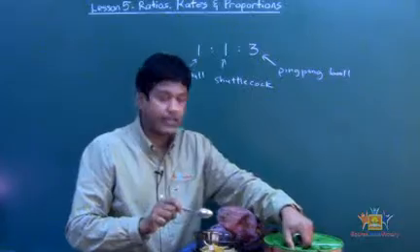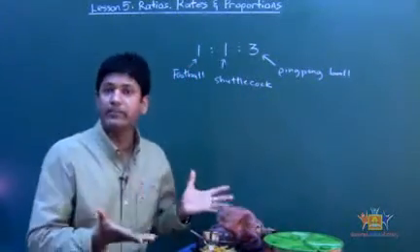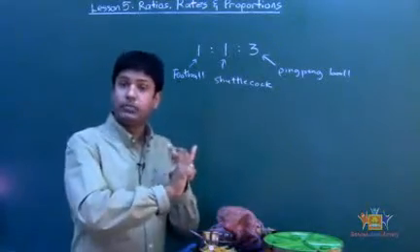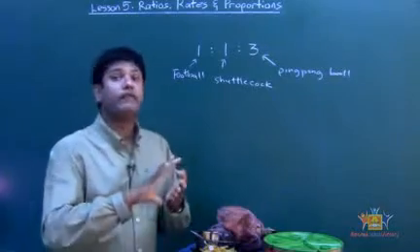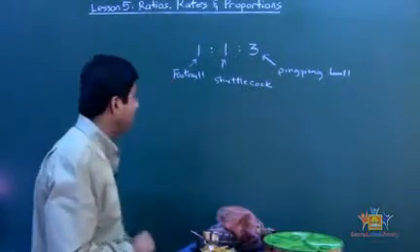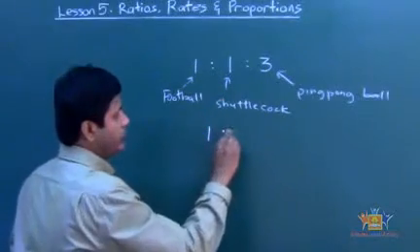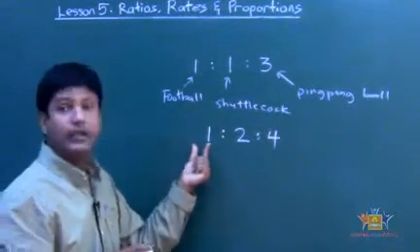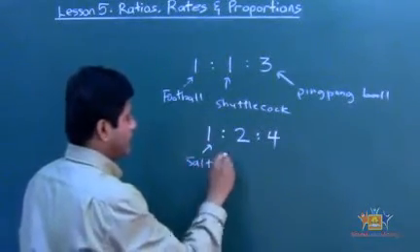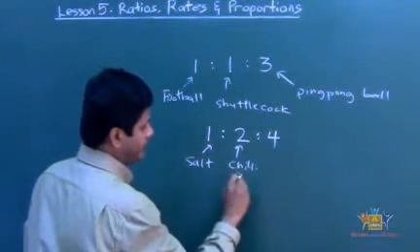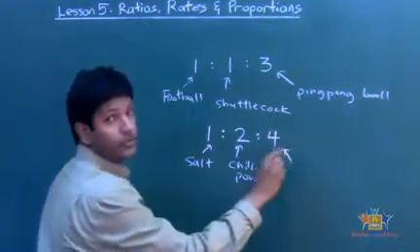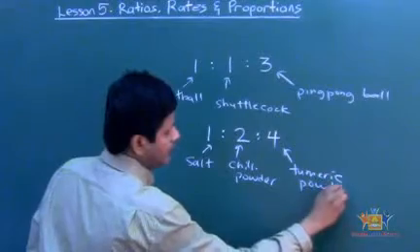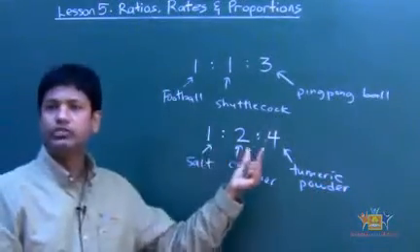See that? So that's the ratio. Now that makes it like a recipe. The recipe to make this banana flour dish is: I need 1 teaspoon of salt, 2 teaspoons of chili powder, and 4 teaspoons of turmeric powder. So let's have Mr. Mac write that down. So it's 1 to 2 to 4. 1 is salt, then chili powder, and this one is turmeric powder. Exactly. The ratio is 1, 2, 4.